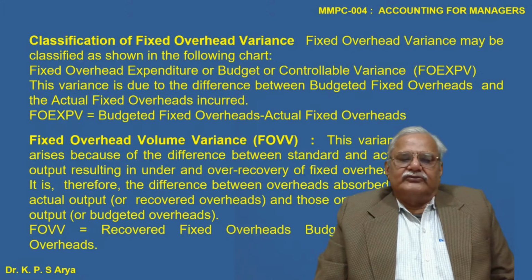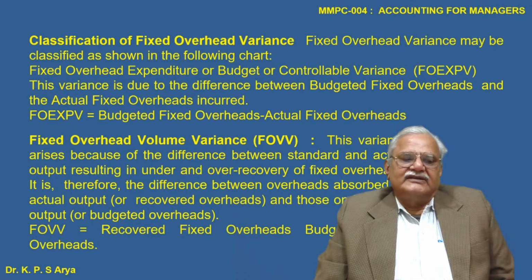The fixed overhead volume variance. This variance arises because of the difference between the standard and the actual output, resulting in under and over recovery of fixed overhead. It is therefore the difference between the overhead absorbed on actual output, or recovered overhead, and those on budgeted output. FOBV is equal to recovered fixed overhead minus budgeted fixed overheads.